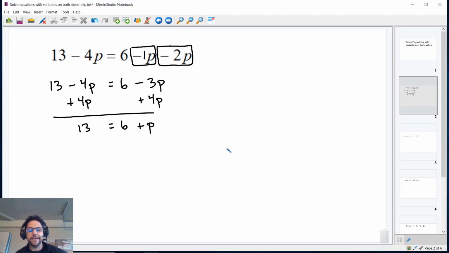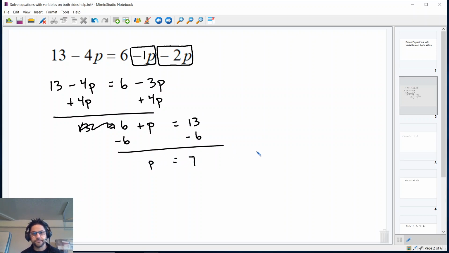As a picky math teacher, I like to always have the variable on the left and the other number on the right when I'm talking about my answer form. So I've asked my students to do a little small movement and put the 13 over here and then lightly cross that off. So now I have 6 plus p equals 13. All I have to do is subtract 6 on both sides. So that gives me p is equal to 7. All right, so we combined like terms, moved the smallest variable, and then solved it.